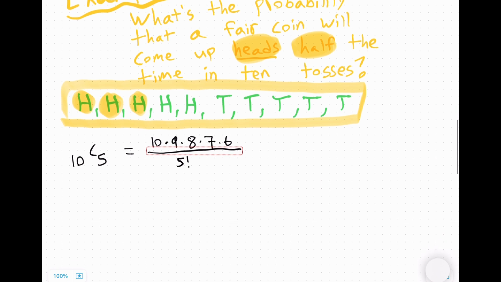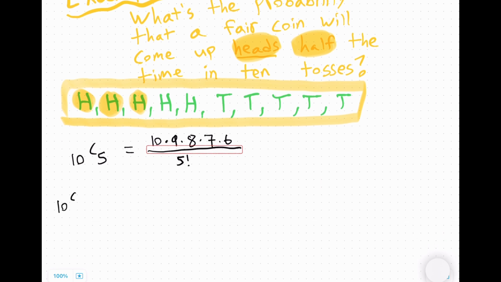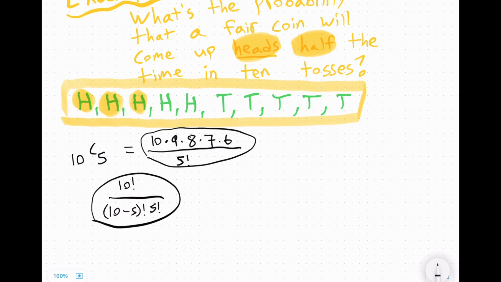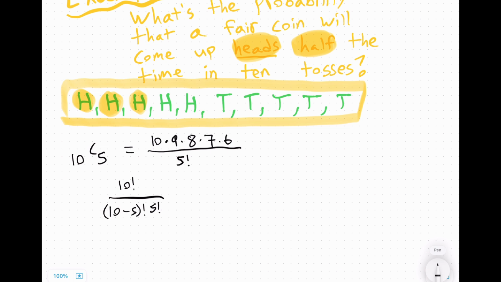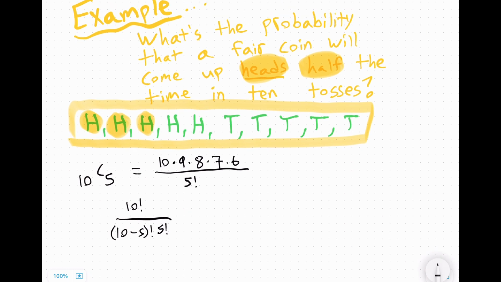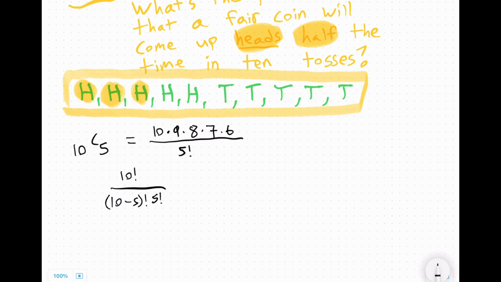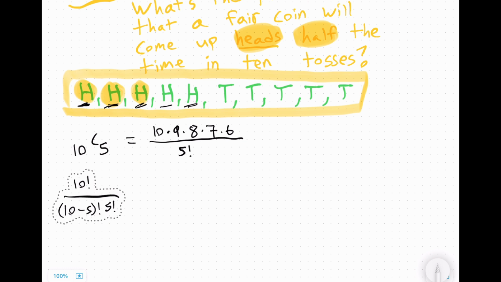Or in other words, we have 10 choose 5, which is equal to 10 factorial over 10 minus 5 factorial times 5 factorial. So I'm going to erase this right here. So note that this here and this here are the same. That's the total number of combinations. But then we've got to think about the probability. So we'll multiply that by that 0.5 chance, by that 0.5 chance, by that 0.5 chance, by that 0.5 chance, and that 0.5 chance.